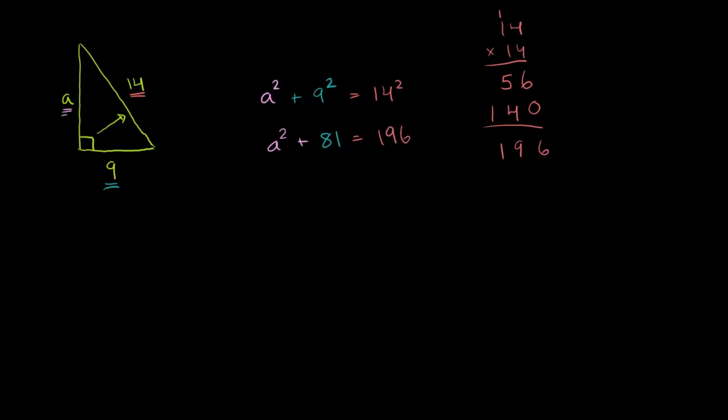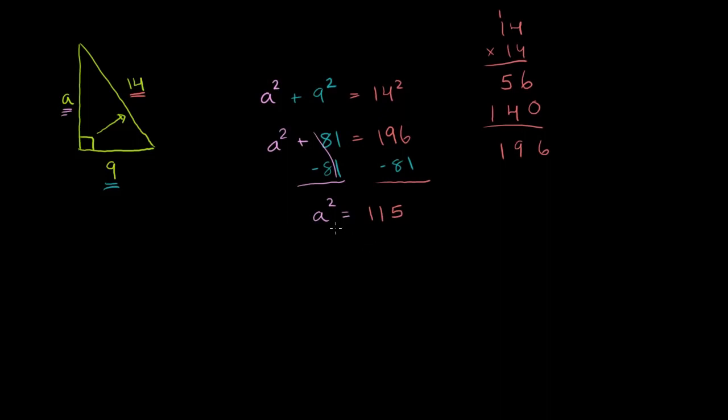Then we could subtract 81 from both sides of this equation. On the left-hand side, we're going to be left with just the a squared. These two cancel out, which is the whole point of subtracting 81. So we're left with a squared is equal to 196 minus 81. What is that? 196 minus 1 is 195. If you subtract 80, it'd be 115. If I'm doing that right, it would be 115.